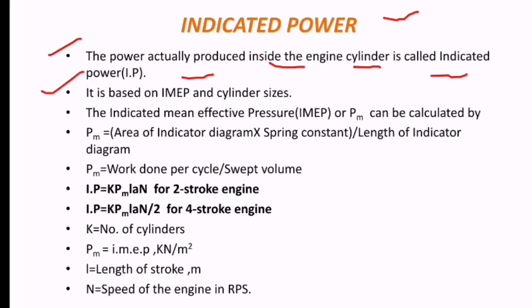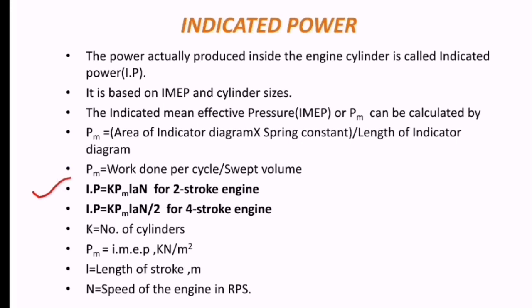It is based on IMEP and cylinder size. IMEP means indicated mean effective pressure. The indicated mean effective pressure, which we indicate with PM, can be calculated by PM equals area of indicated diagram into spring constant divided by length of indicated diagram. This is one way to find mean effective pressure. Another way is PM equals work done per cycle divided by swept volume. This is very important. PM is nothing but mean effective pressure, and its formula is work done per cycle by swept volume.